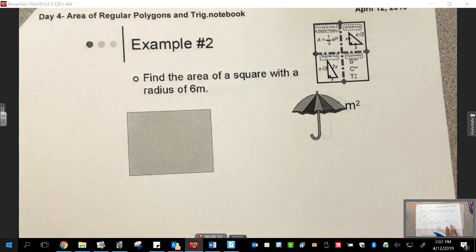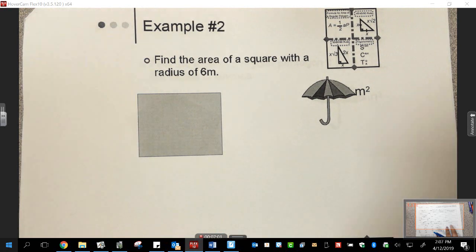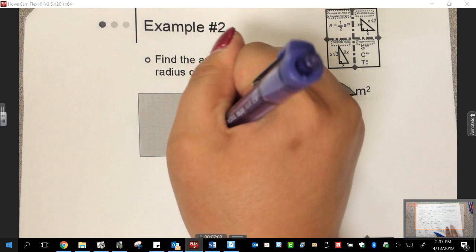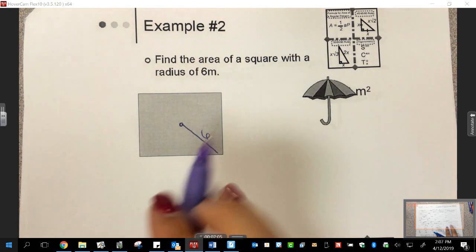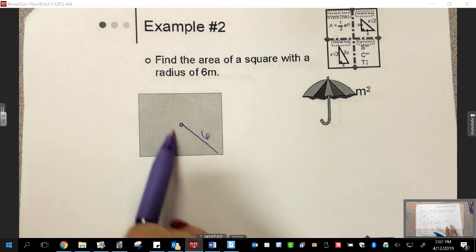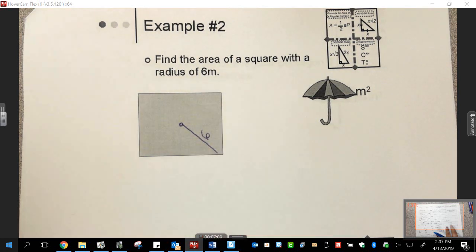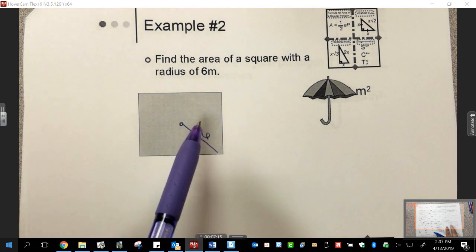Alright, so I'm moving on. Example 2. Example 2, you don't have to draw. So I just want you to look up. Do you agree that a square is technically a regular polygon? Yes. Okay. If I tell you the radius is 6, do you agree that I could sit here, find the apothem, and do all that? FYI, you can do all that. I'm not going to do that because, in my opinion, that is the hard way to answer this question.